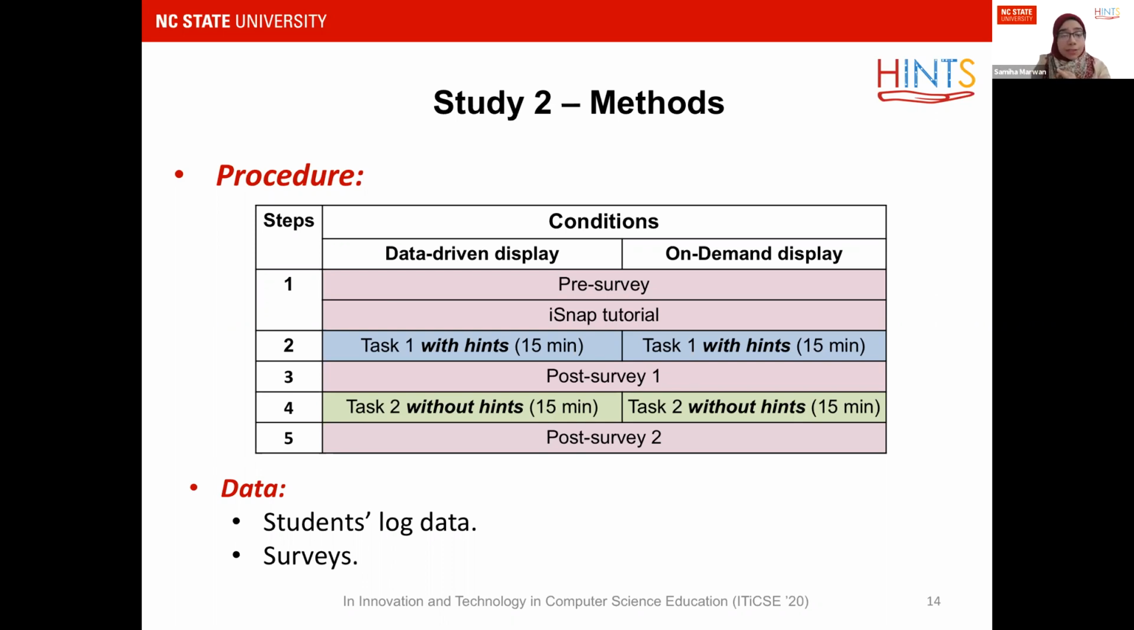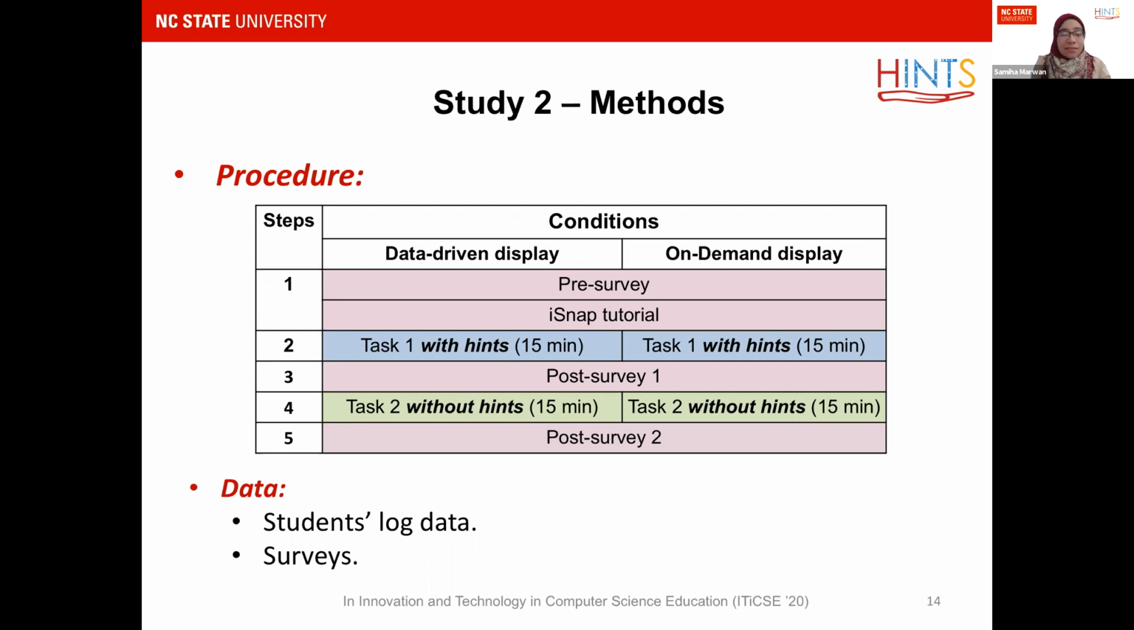Then they took a pre-survey, a tutorial on iSnap, and then the first task, which was with hints and lasted 15 minutes. Then they took the post-survey, and then a second task, but without hints. The reason for this is that we want to understand how much students learned from the hints given in the first task, and whether this was transferred to the second task without hints, so that they can use the benefits of the hints they received in the first task in the second task. We call this learning transfer.